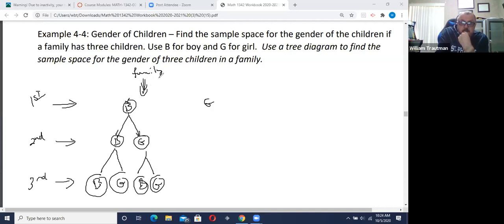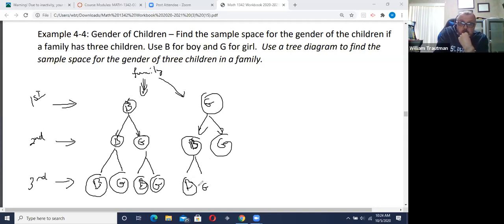You could have a boy or a girl for the first child. The second child, if you had a girl, the second child could be a boy or a girl. And then if you had a girl and a boy, the third child could be a boy or a girl. If you had a girl and a girl, the third child could be a boy or a girl. So this is called the tree method, and we're going to list the sample space. We're going to list all the outcomes.